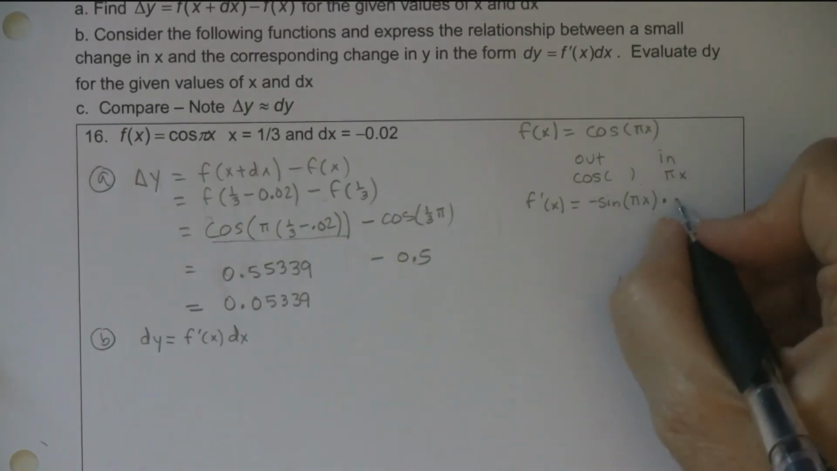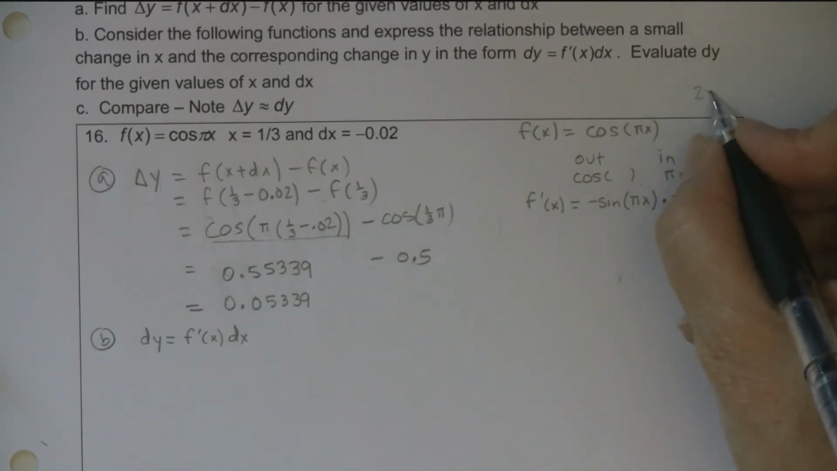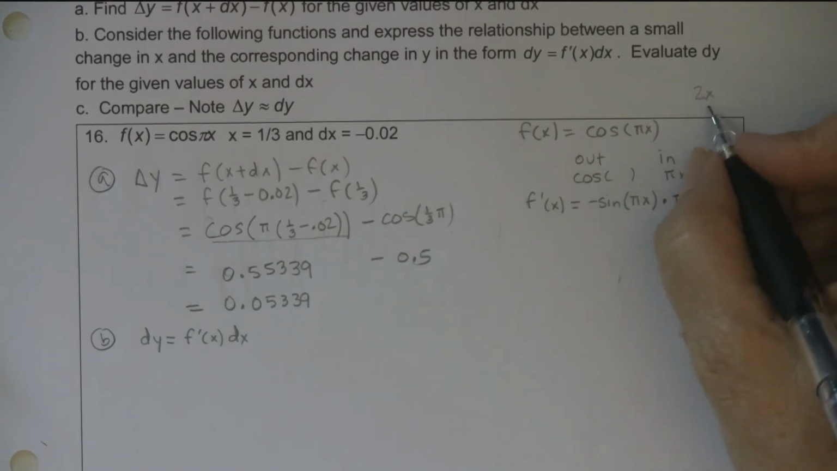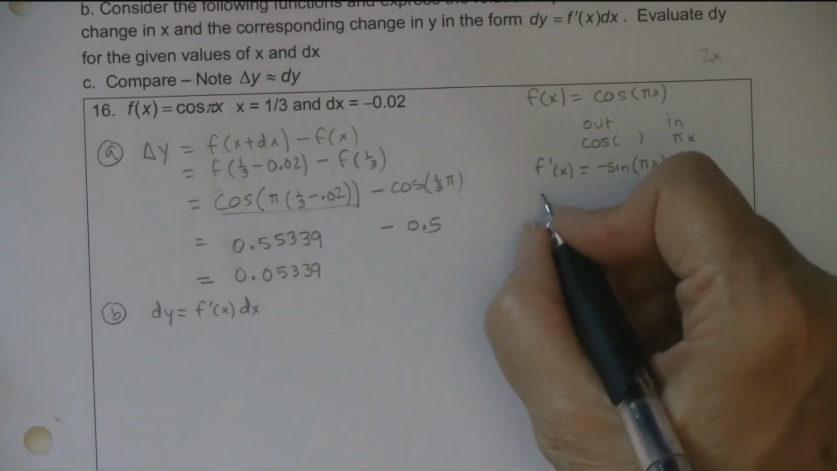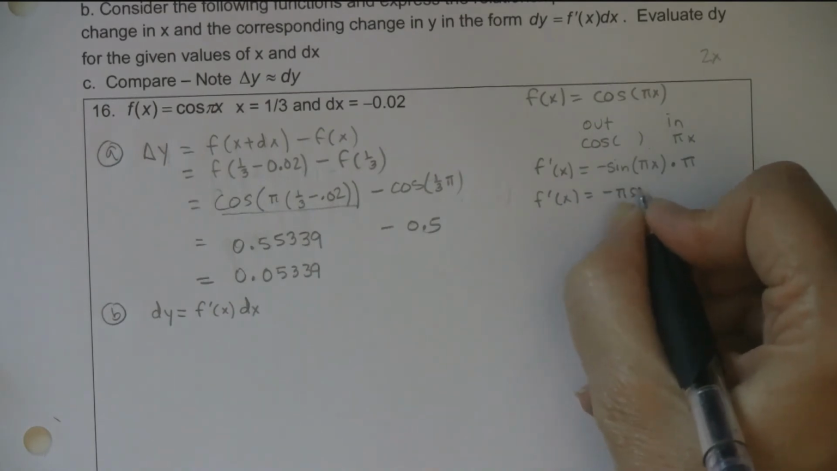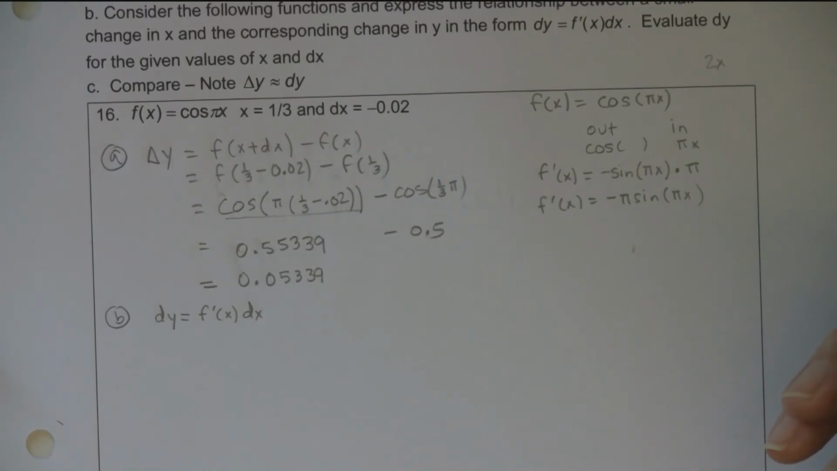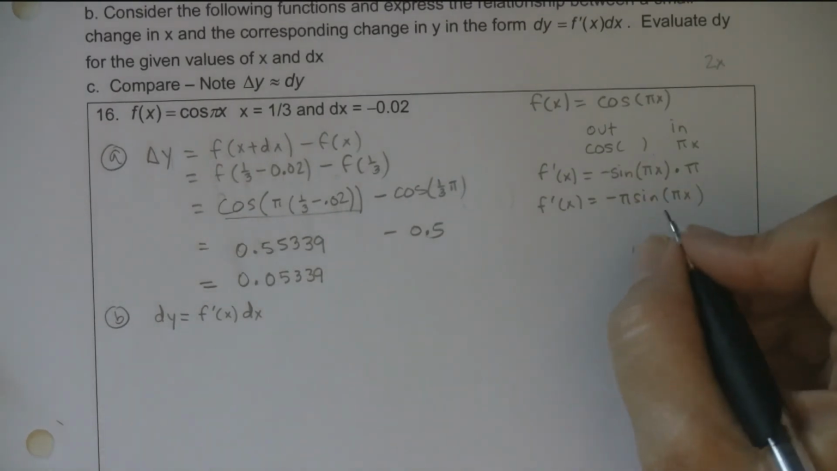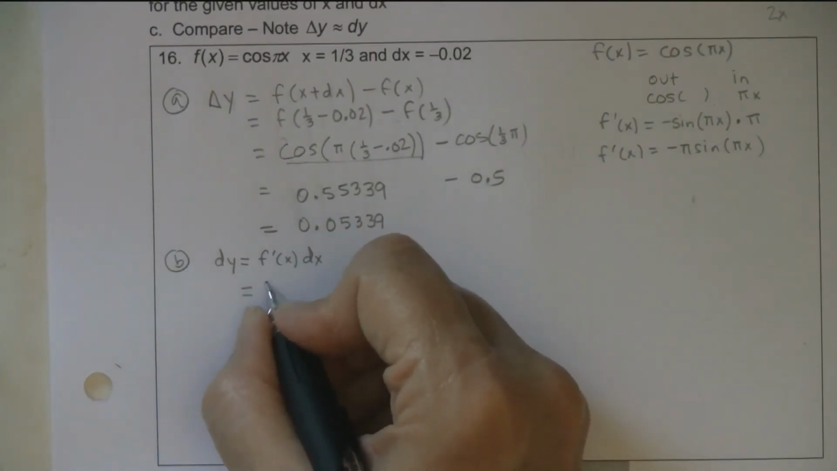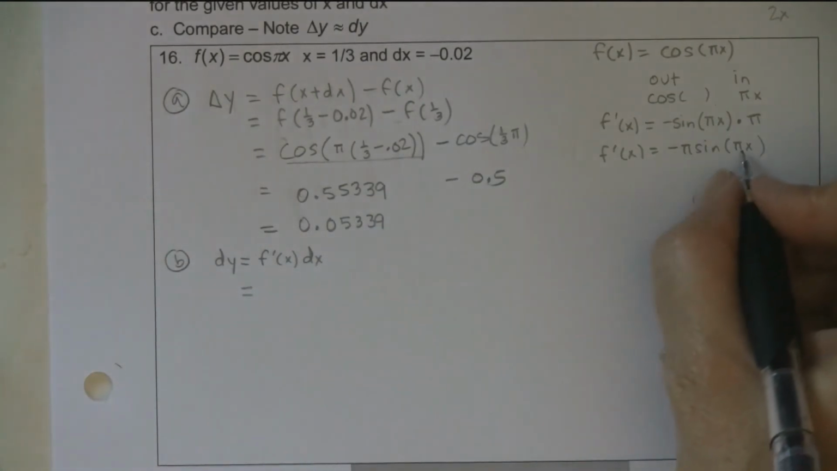And a lot of times when I tell people this is pi, they get all upset. But if it had been 2x and I ask you what's the derivative, you'd say 2, right? And so the derivative of pi x is pi. And so this is negative pi sine of pi x, okay? And we know that our x is supposed to be 1/3, right? So we're going to put in here 1/3, and so this in here 1/3.